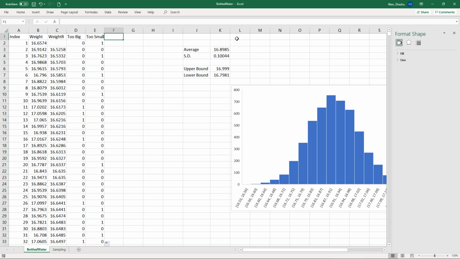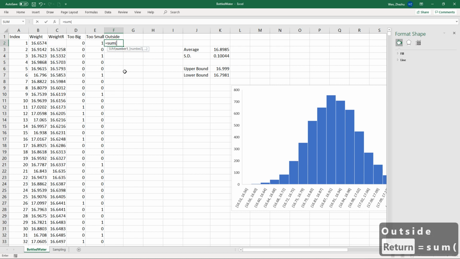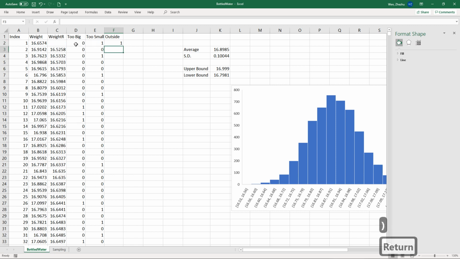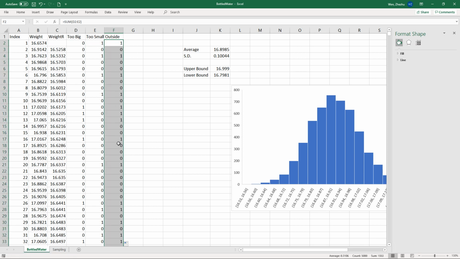Okay, so I'm going to create a third flag variable called outside. Okay, so as long as one of these is 1, the sum is going to be 1, because it cannot be too big or too small at the same time. So logically, if you're too big or you're too small, the outcome of this outside variable is going to be a 1. Okay, so as you can see, a lot of them have been flagged as 1.